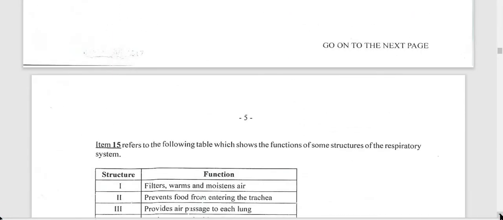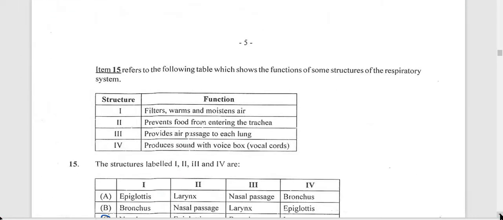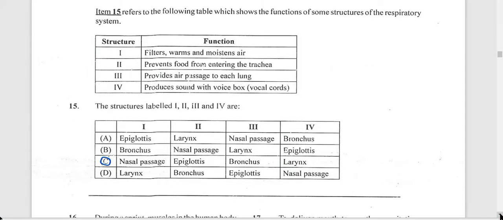And we move on down to question number 15. The item refers to the following table, which shows the function of some structures of a respiratory system, and this is again a repeated question. We're looking at 1 representing the nostril, or the nasal passage, and 2 prevents food from entering the trachea. That's going to be the epiglottis, and 3 provides air passage to the lungs. It's going to be the bronchus, trachea, or one of those. And there we have the voice box being the larynx. So we selected C for the answer, where 1 is the nasal passage, 2 the epiglottis, 3 the bronchus, and 4 the larynx. So for question number 15, it's going to be C.